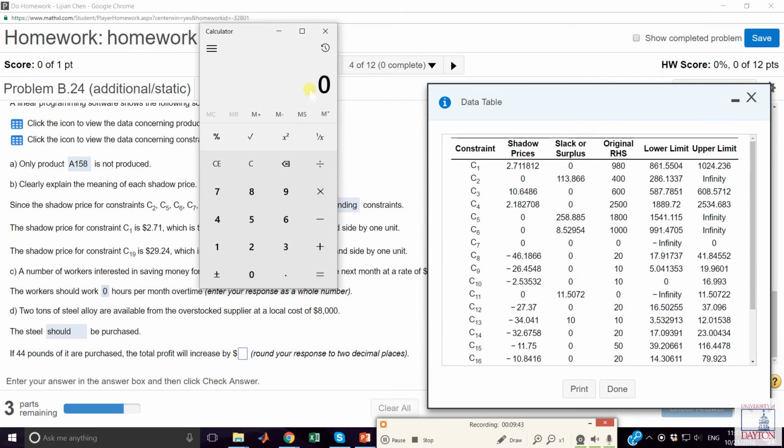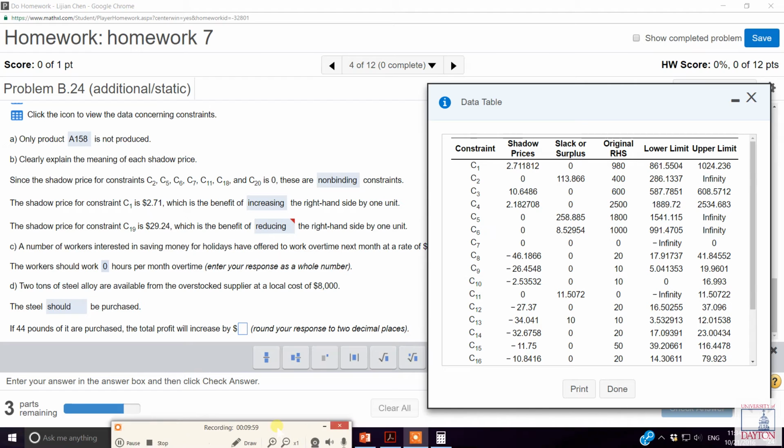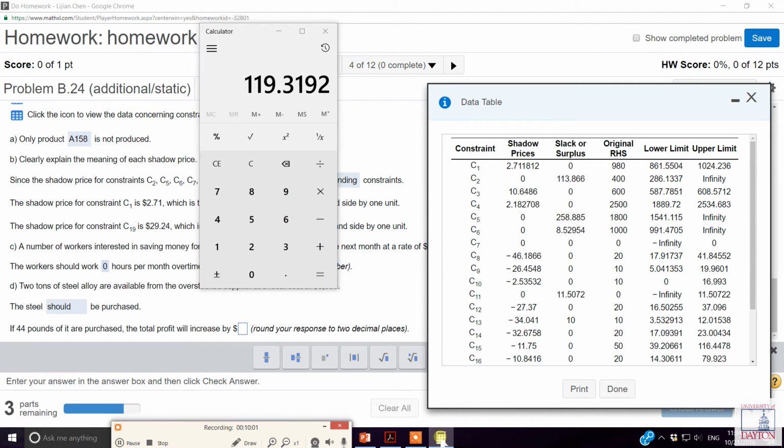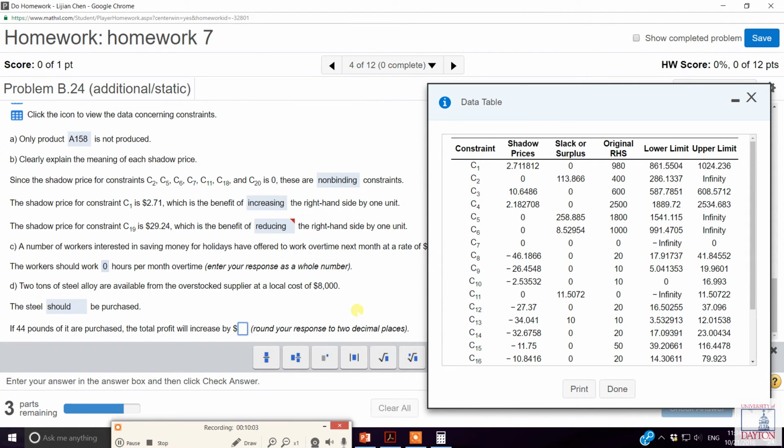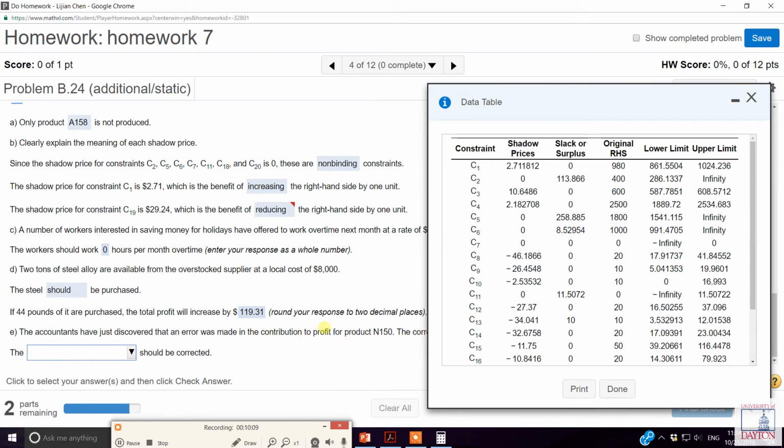Okay, so for each piece we can make 2.7118, something like that, and then times 44 pounds, and we should be making $119 extra. Is that 119? Just 119.31. Okay, we should be able to find the correct answer. So that's pretty much what we get.